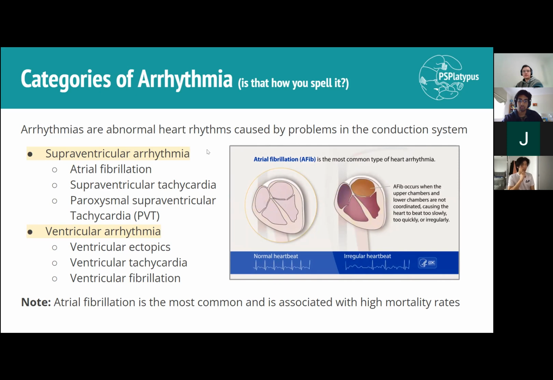Now, there are a couple of different categories. And for the most part, you can differentiate them based on the effect that they have or the location that the arrhythmia is located in.